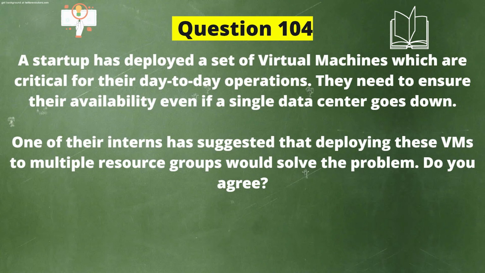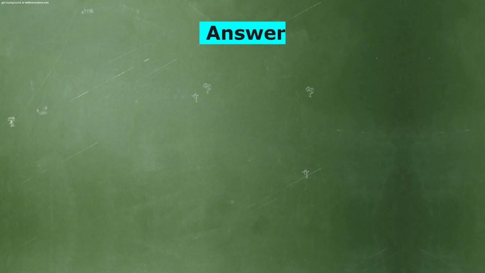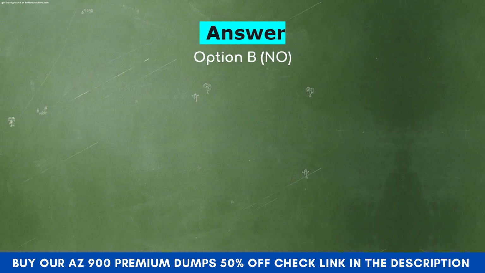Next question. A startup has deployed a set of virtual machines which are critical for their day-to-day operations. They need to ensure their availability, even if a single data center goes down. One of their interns has suggested that deploying these VMs to multiple resource groups would solve the problem. Do you agree? Option A, yes. Option B, no. And the correct answer is option B, no.